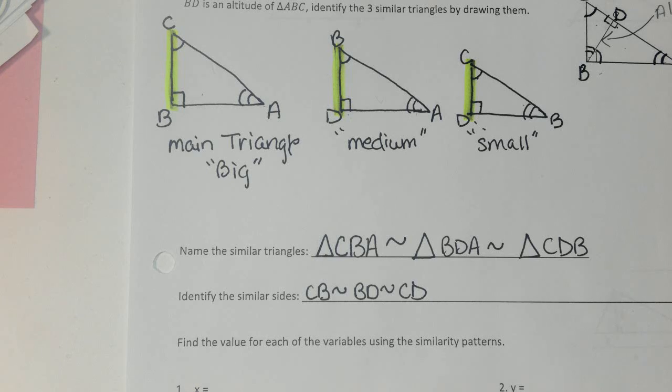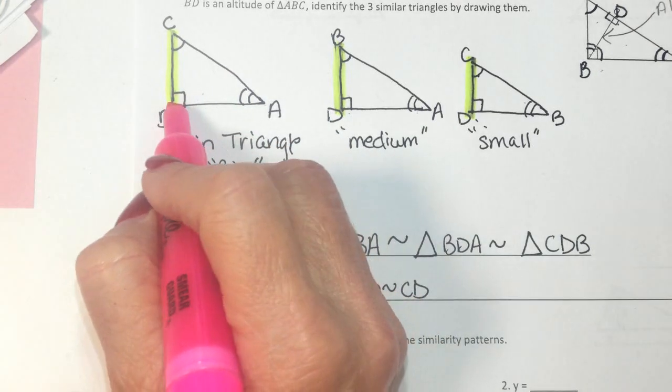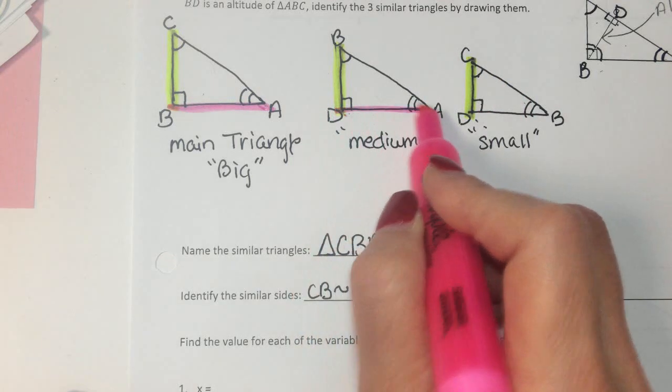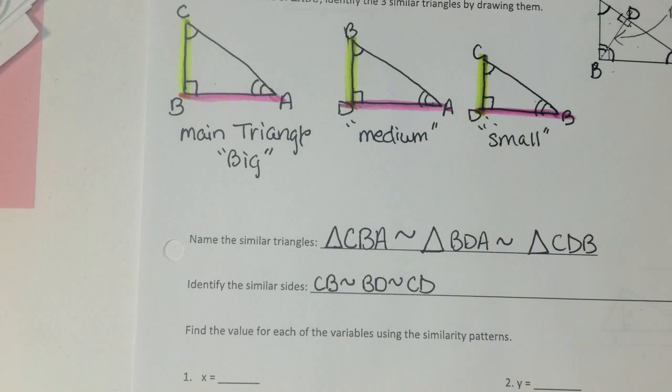All right. Next, I'm going to take pink. If you don't have pink, don't worry about it. I'm using yellow, pink, and green. If you don't have those colors, if you need to use orange, do whatever you need to do. I'm going to highlight BA, DA, and DB. Okay?